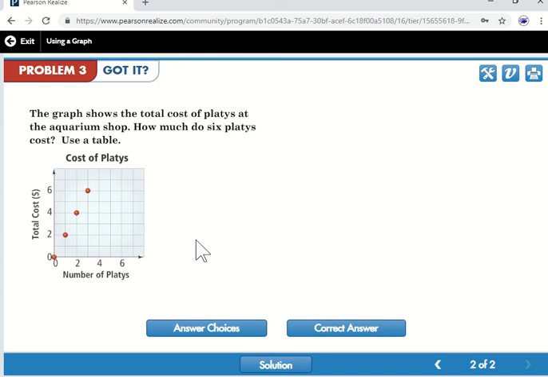But anyway, it does seem like in the pattern, and again, pause the video if you want to try this on your own, but looks like the pattern is you're just taking the number of platies, and this would show up in your table, and multiplying that number by 2 to get the total cost. So 6 platies, you multiply that number 6 by 2, and it should cost $12. So I'm going with D here, if it was multiple choice, and the correct answer is 12.